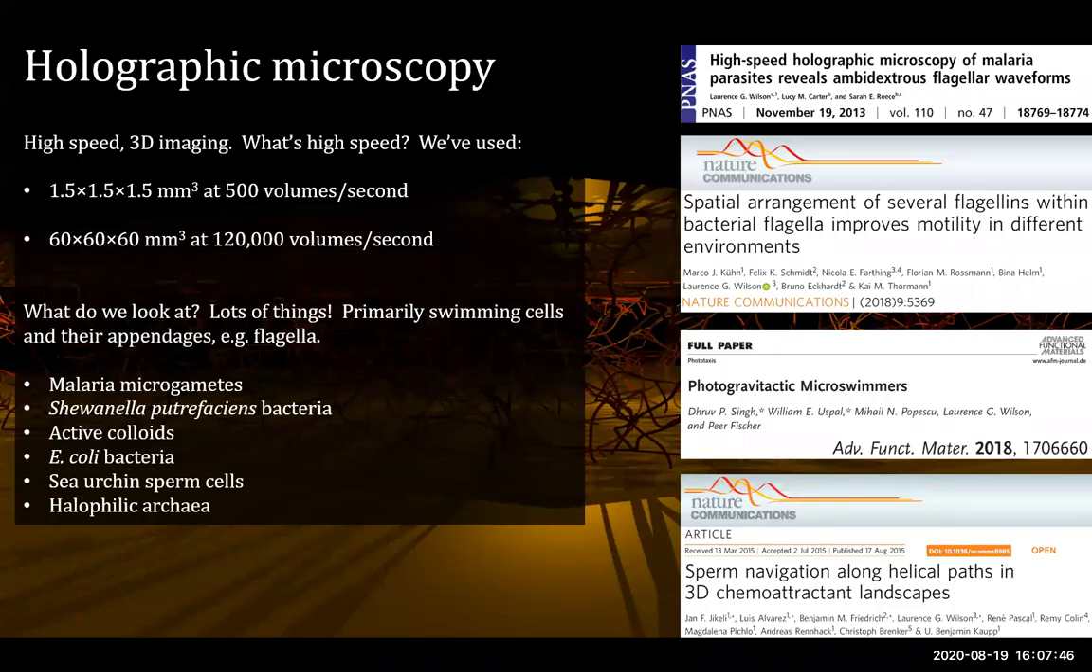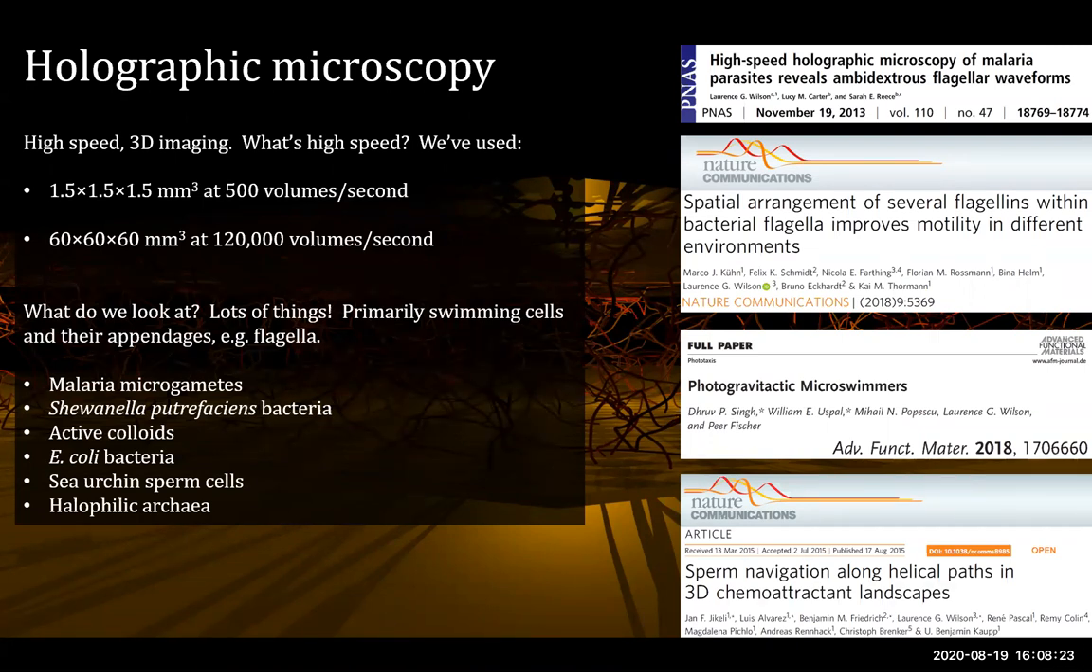The technique we use, as I mentioned, is holographic microscopy, which is high-speed 3D imaging. What does that mean? I've given a couple of examples of applications that we've used the technique for so far. Typical volumes that we would study are 1.5 millimeters on a side, a measured cube. We can sample 500 volumes a second. For measuring very fast phenomena, we've imaged volumes of 60 microns on the side, and we can image at 120,000 volumes a second. That's for some physical science work rather than biological work.